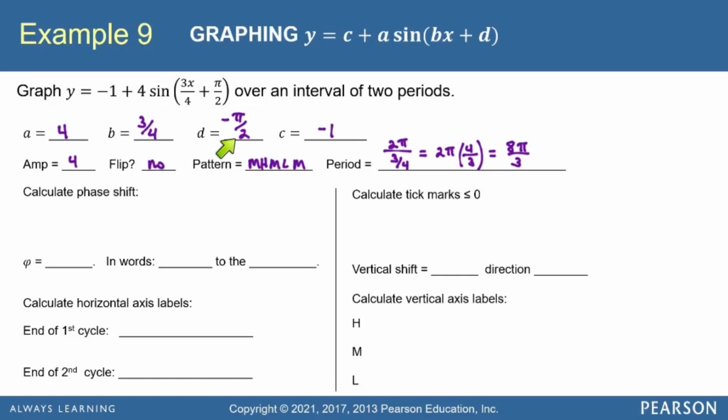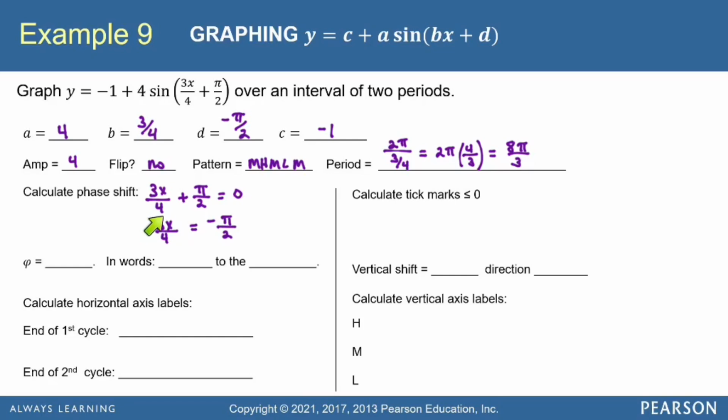Now we do have a number in the D position, so let's calculate phase shift. Remember, we can't just say that the phase shift is the D number because B affects the phase shift. So we need to take the whole inside of this parentheses and set it equal to 0. And of course we want to isolate the variable, so the first thing we'll do is move this pi over 2 term to the right side. That gives us 3x over 4 equals negative pi over 2.